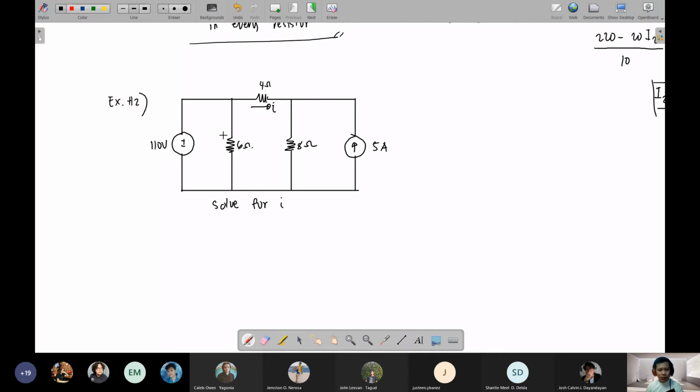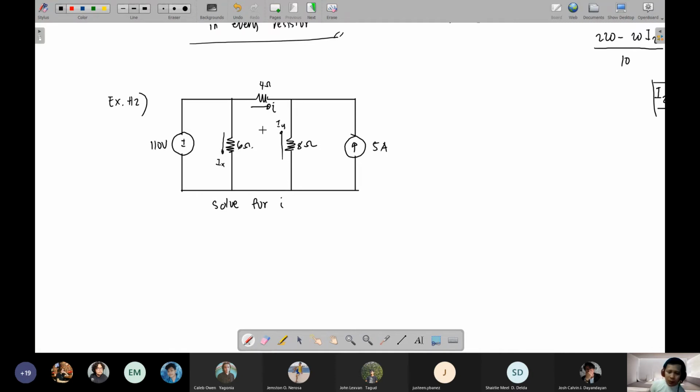On the other side, let's say this one is going down, and we call it current Ix. And this one going upward, let's say current Iy. We now have 3 unknown currents, Ix, Iy, and I, so we need 3 equations. That finishes step number 1.